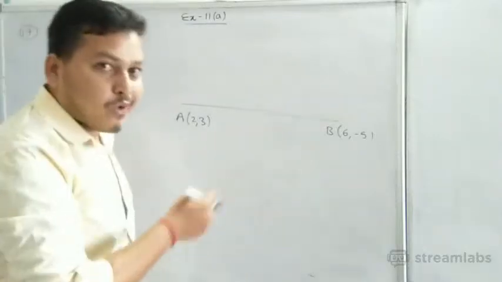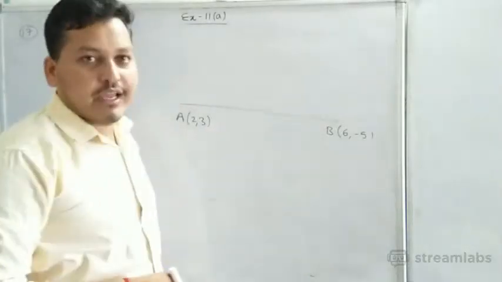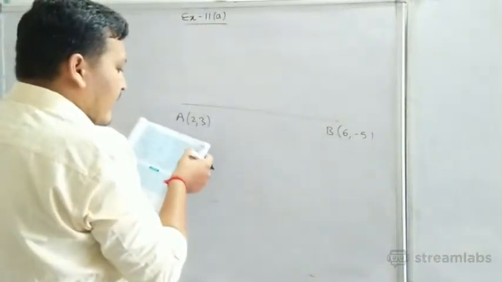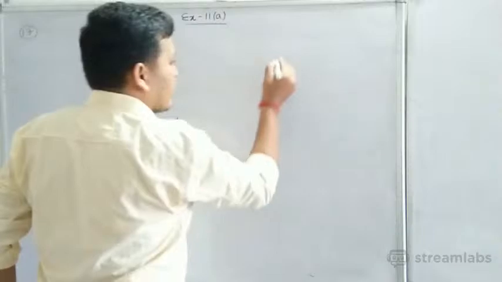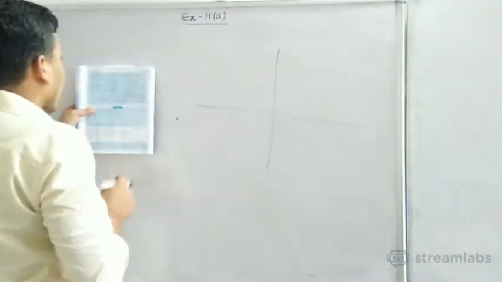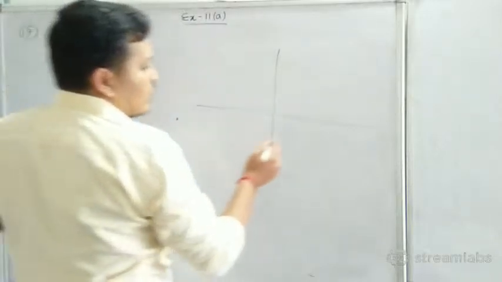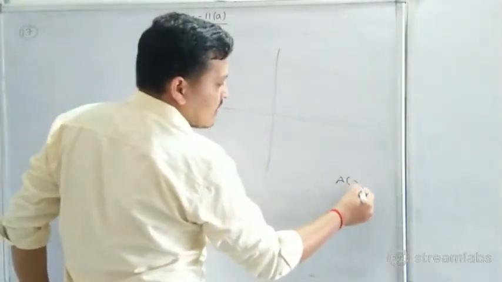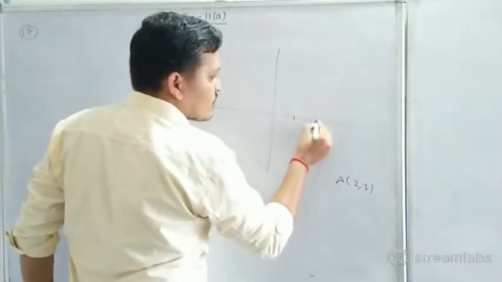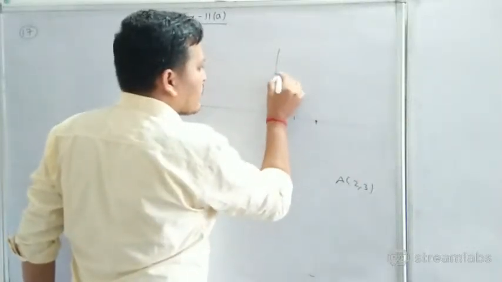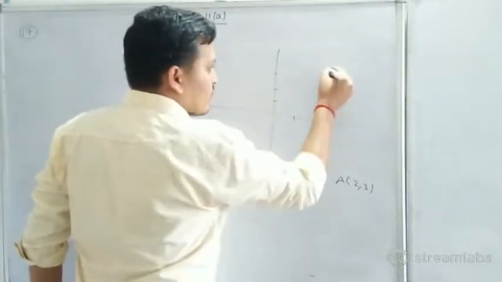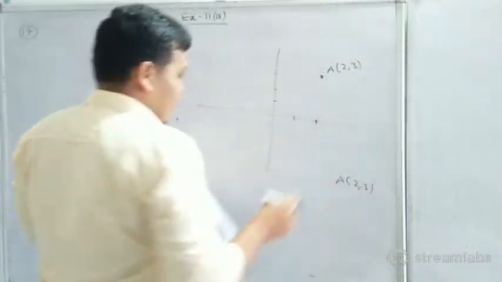You can draw it on a quadrant, otherwise you can do it directly. It is intersected by the x-axis, so let's draw it on the quadrant. First point is A (2, 3). It means x is 2 and y is 3. Right hand side 1, 2, and 1, 2, 3 up. Where both lines intersect, this is the point A (2, 3).